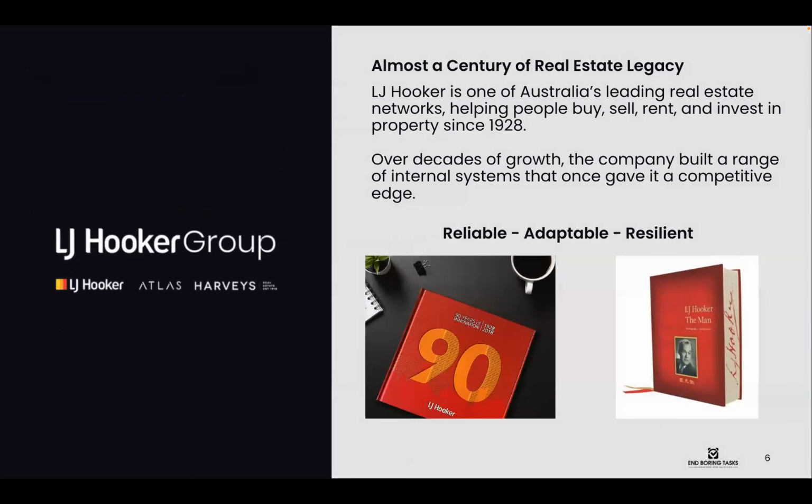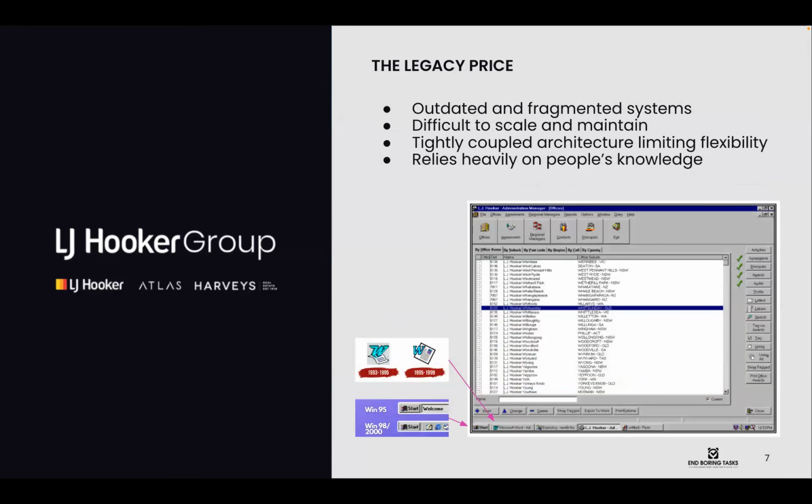I don't know if any of you know LJ Hooker. LJ Hooker is a 97-year-old company, one of the leading companies in the real estate business in Australia. So what that means is they have their own legacy, right? When you are old in business it means good, and legacy is important as well. But unfortunately, in IT, legacy doesn't mean good.